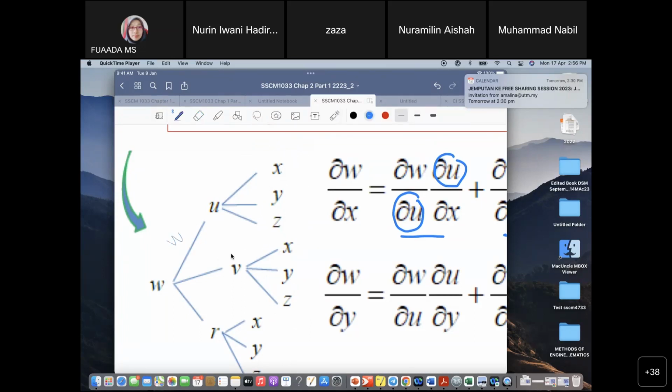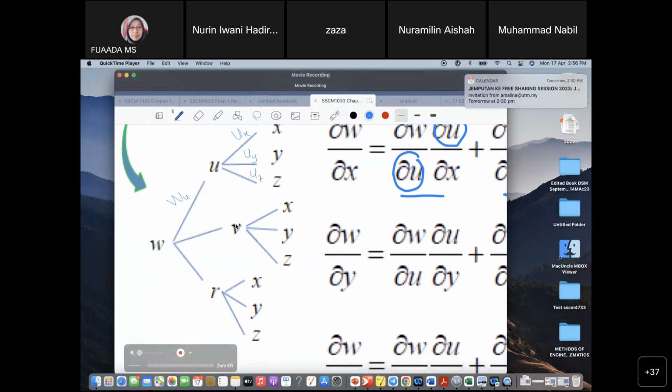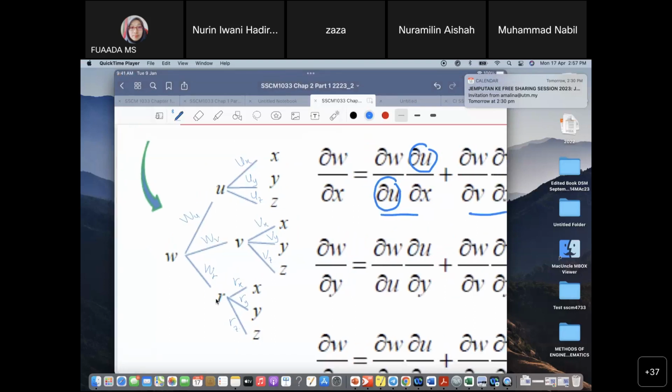Okay, ini W, U, U, X. W, U, U, Y, W, U, Z. Okay, and then untuk V, so you ada W, V, VX, WV, VY, WV, VZ. Dan yang ketiga, melalui R. So, W, ni R, ni R. And then RX, RY, RZ. So, semua tu adalah darab.